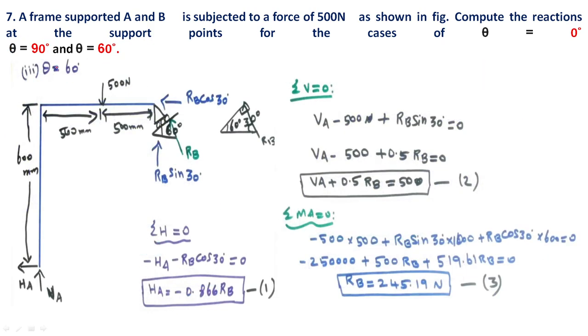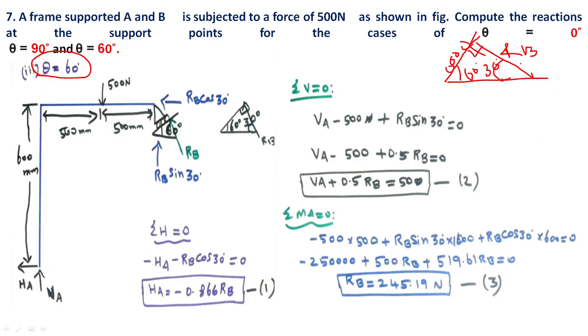The next case is theta equal to 60 degree. This 60 degree is the angle of inclination. This is a roller support, so the force acts perpendicular. This is RB. This is a 90 degree, and this angle is 30 degree.